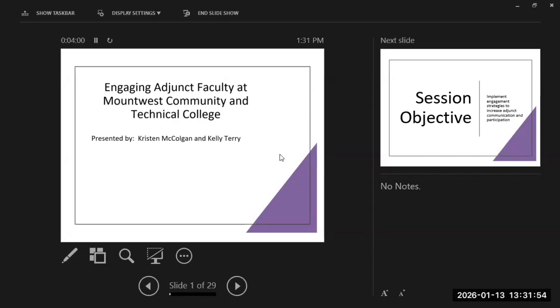This session is about how engaging adjunct faculty at Mount West effectively. So I'm Kelly, Terry, and Kristen's going to be helping during the presentation as well.